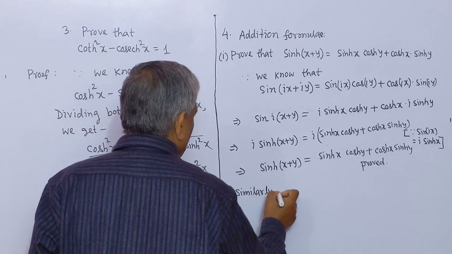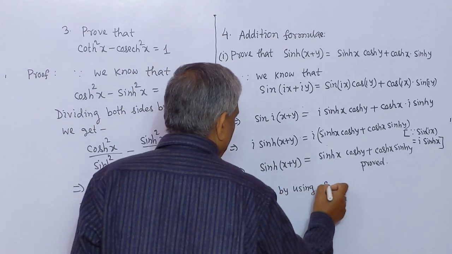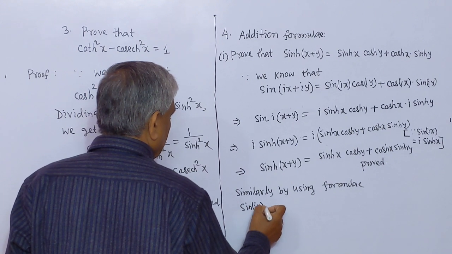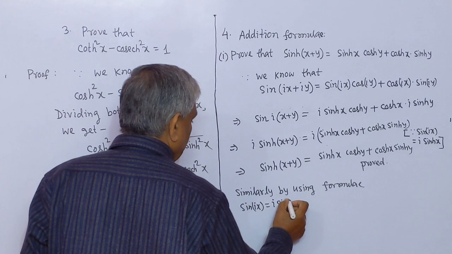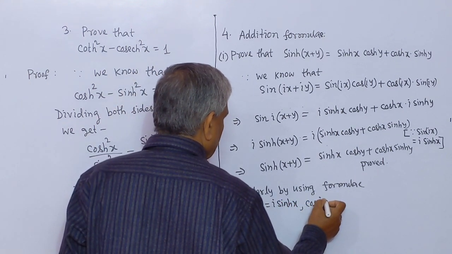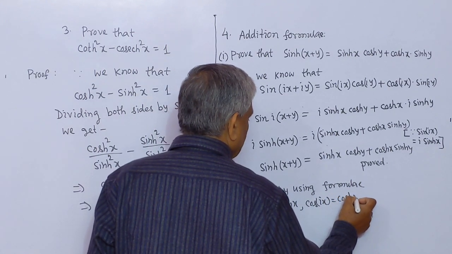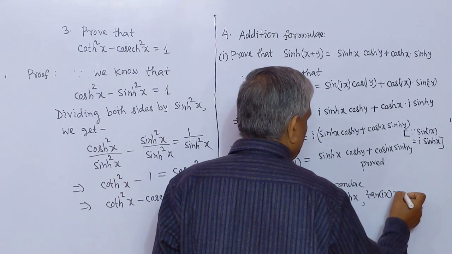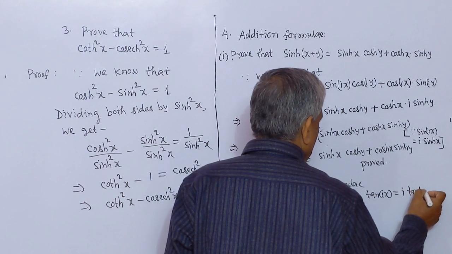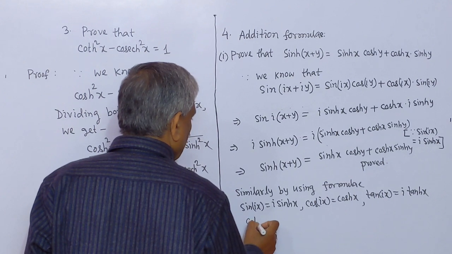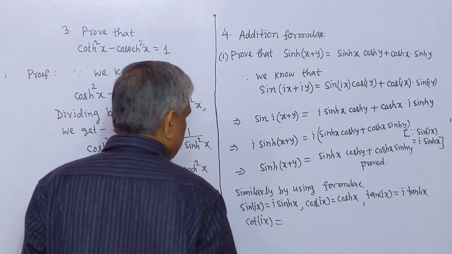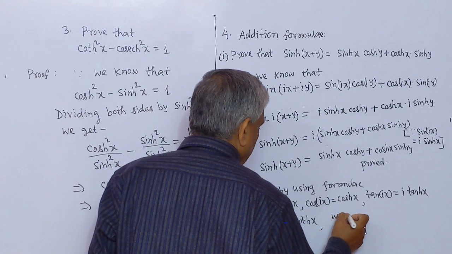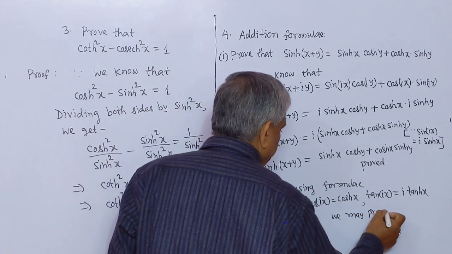Similarly, by using the formulas sin ix equal to i sinh x, cos ix equal to cosh x, tan ix equal to i tanh x, cot ix equal to cot hx, we may prove the following.